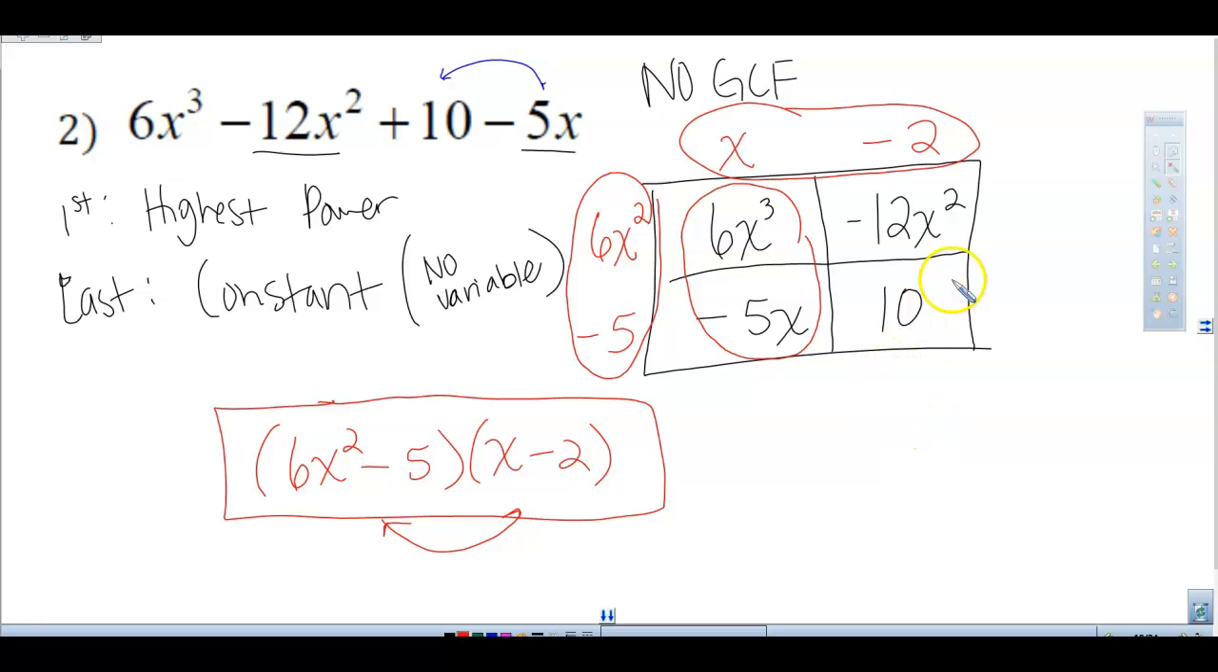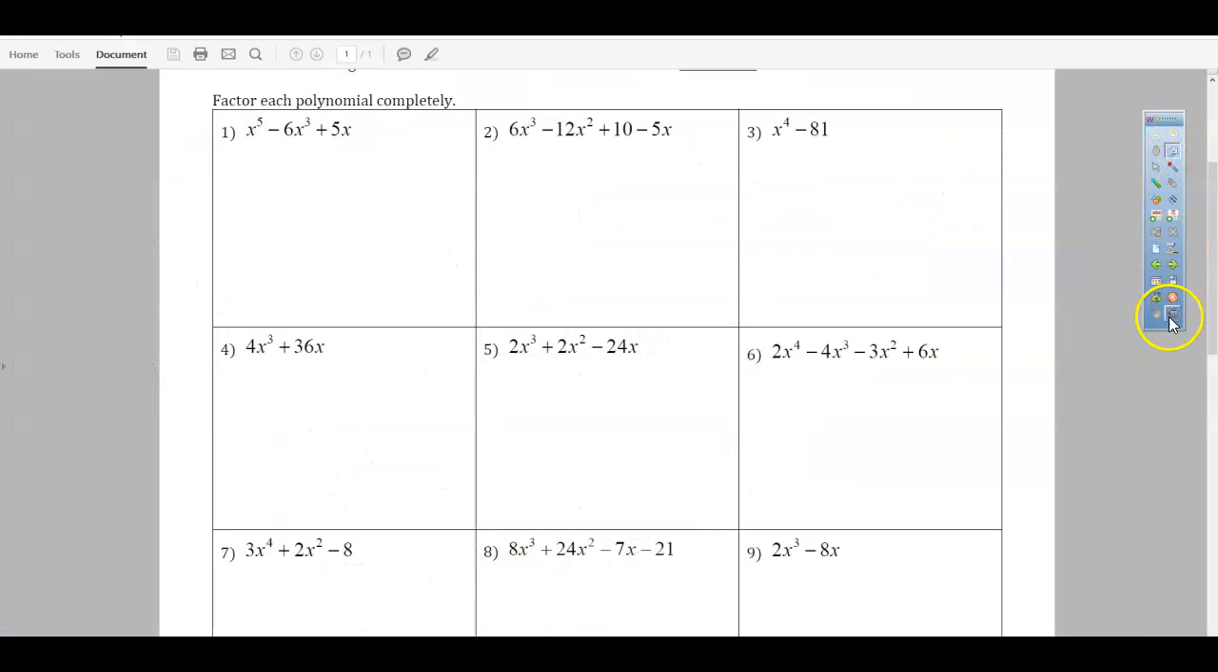Okay? Alright, let's do one more 4 terms together, and then you guys can work on your own for the rest of the period. Let's look at number 6 together.